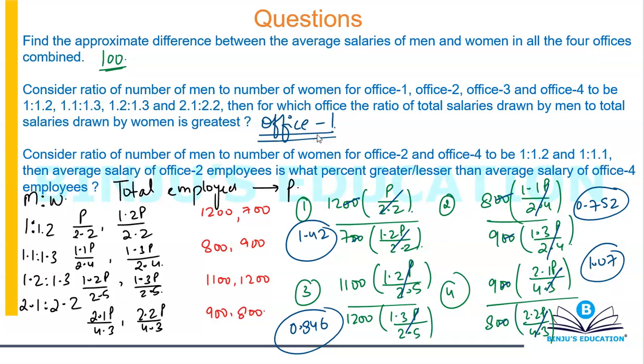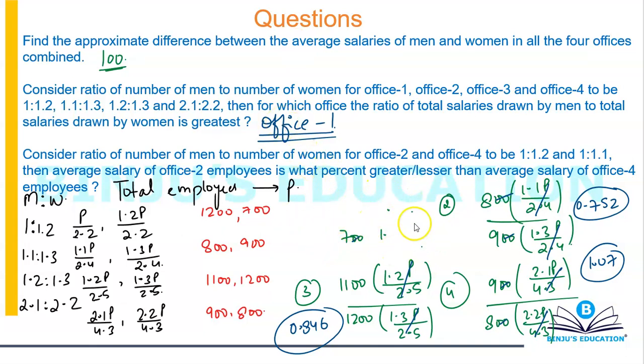So you don't have to do all this. What you could have simply done, let's suppose for office 1, is 1200 into 1 divided by 700 into 1.2. That total employee count was not required, but I just wanted to prove it to you. That's why I did all these calculations. Because you need to save your time. If I were to do this question in the exam, what I would have done is, let me remove this first of all.